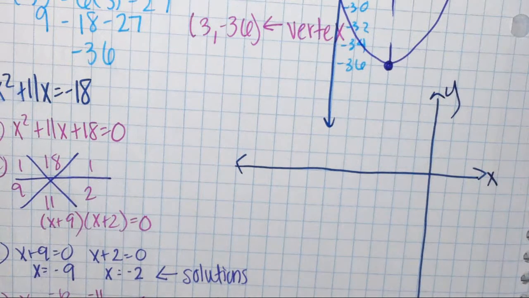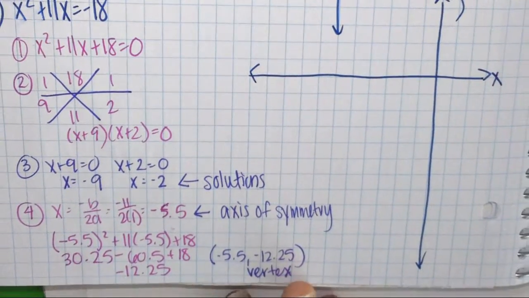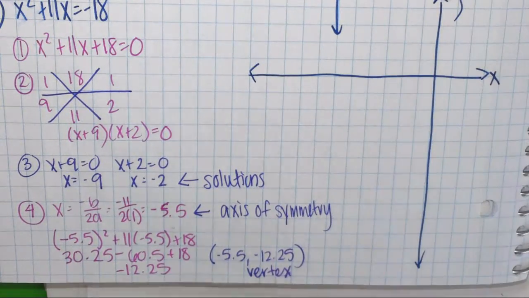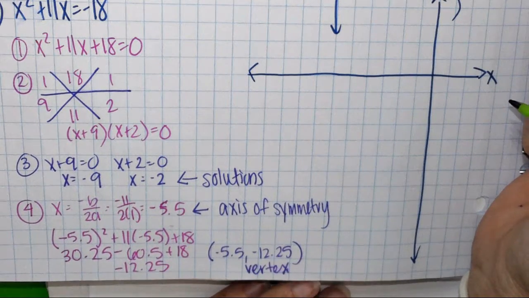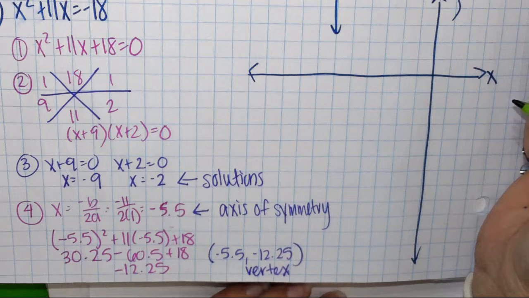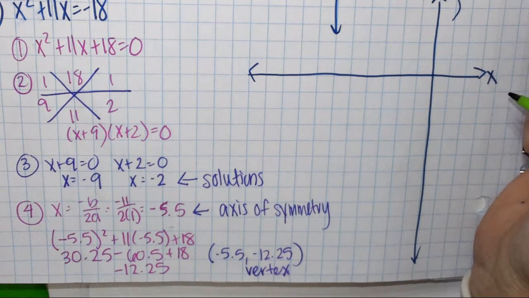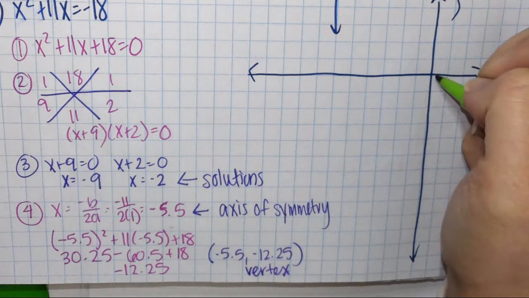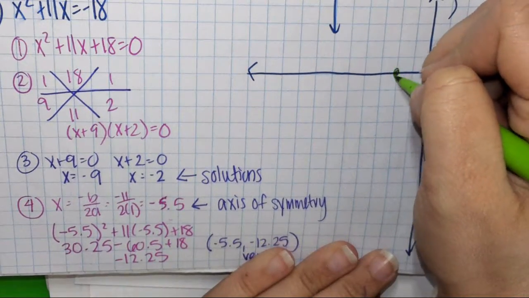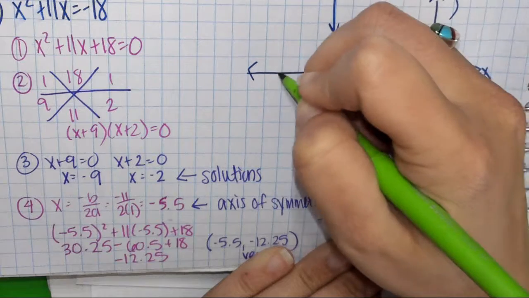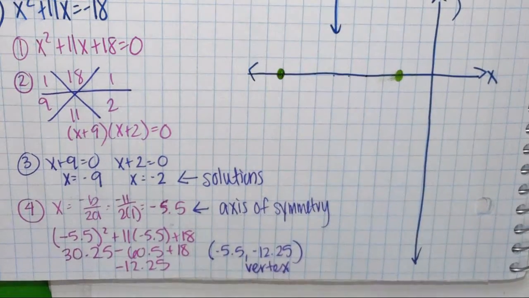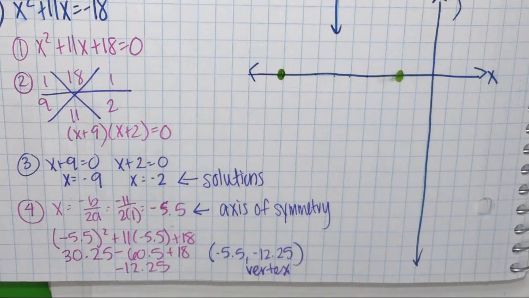So the first thing I need to plot are my solutions. And what are my solutions on this quadratic? Alright, so that means I go negative 9 to the left. Left 2, and then left how many? 9. Okay? 5.5.